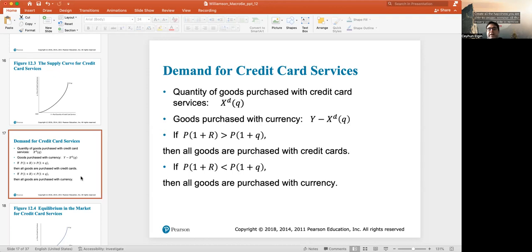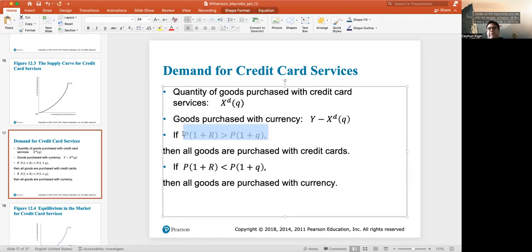the quantity of goods purchased with credit card services, we denote it by XD of Q, and all other goods are purchased with cash. So XD of Q units of goods are purchased with a credit card. The remaining goods, which is Y minus XD of Q, are purchased with cash, with currency. Okay? And what's going to happen is, if this inequality holds, all goods are going to be purchased with credit cards. If this inequality holds, all goods are going to be purchased with currency.